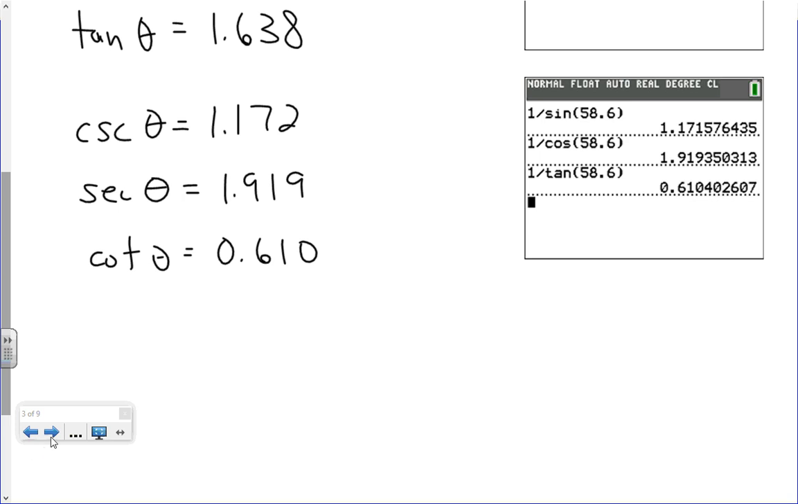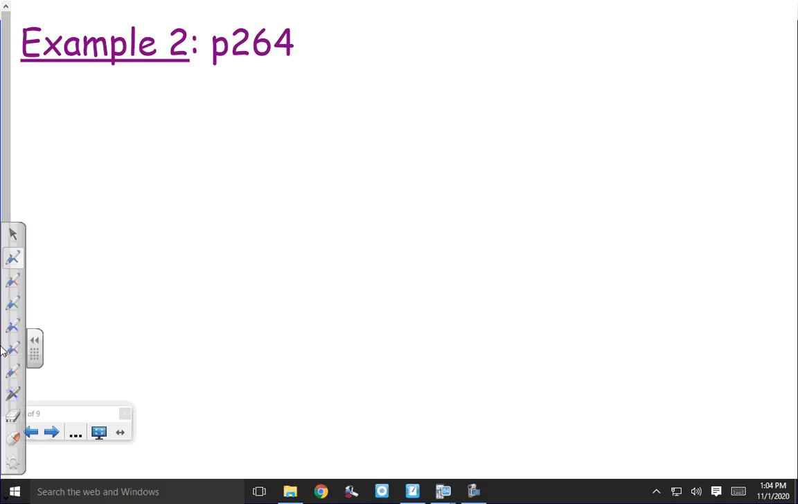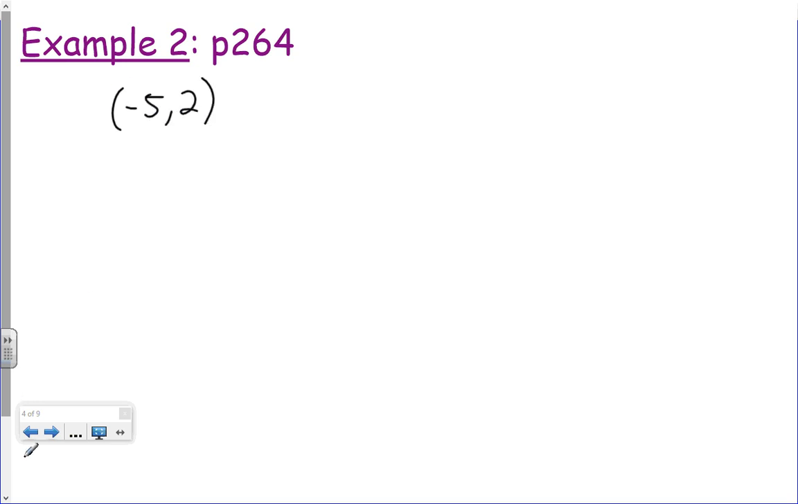All right, take a look at example 2. Example 2 says the terminal side of angle theta contains the point -5, 2. Find exact values of the 6 trig functions of theta and use radicals if necessary, but no decimals. Okay, so let's write this point that they gave us: -5, 2. And it says that point is on the terminal side of an angle theta, and they want us to find the exact values of the 6 trig functions.